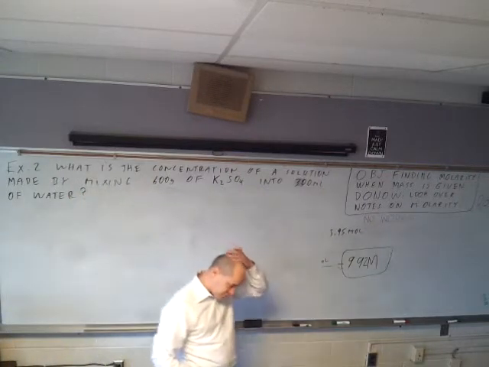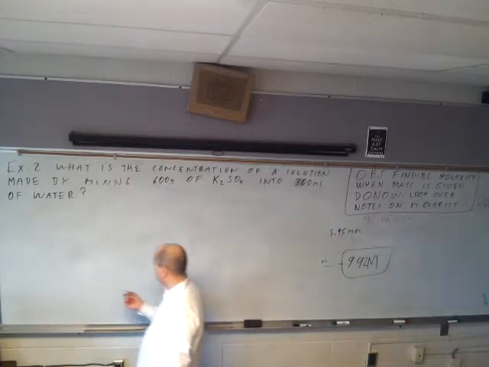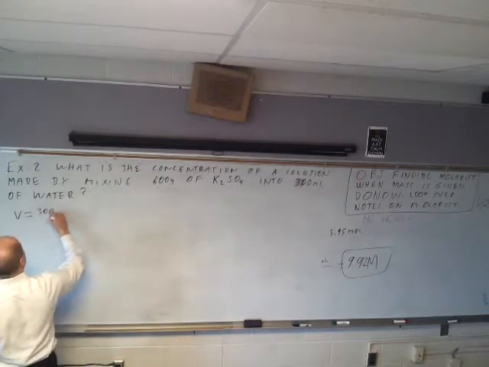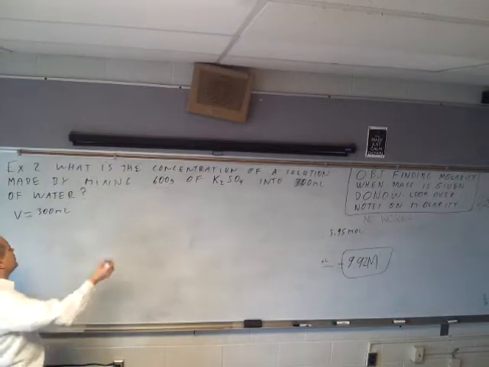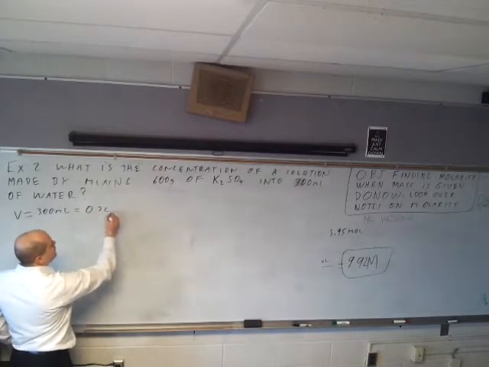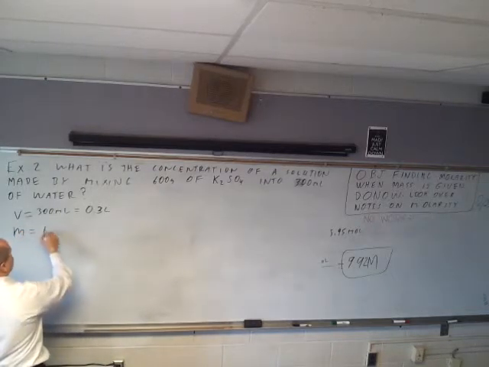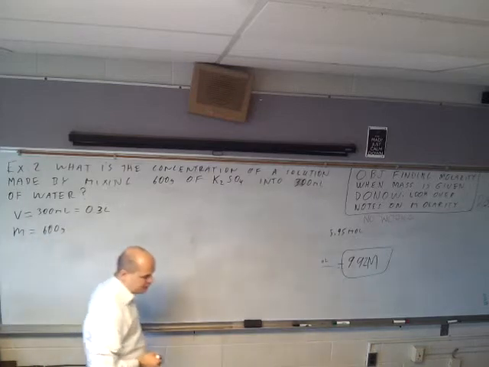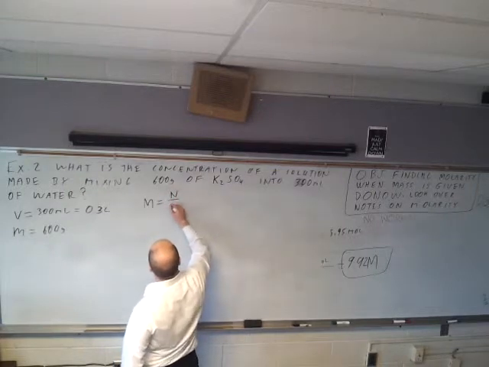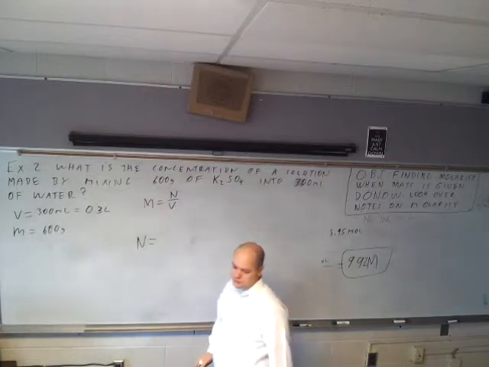All right, so there we go. Let's list our givens. Volume is 300 milliliters. So we just go ahead and convert this now. It's 0.3 liters. All right, mass is 600 grams. I'm asked for molarity, so that's number of moles over volume. I have volume, I don't have number of moles. So I'm going to go ahead and find number of moles.